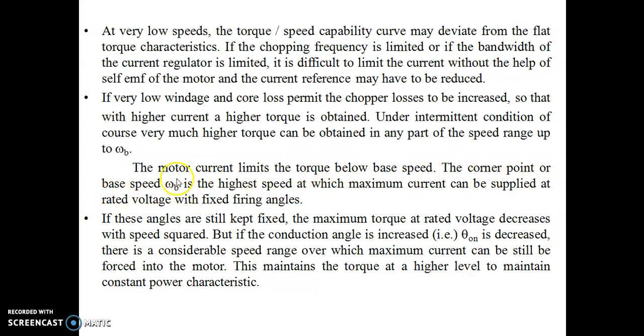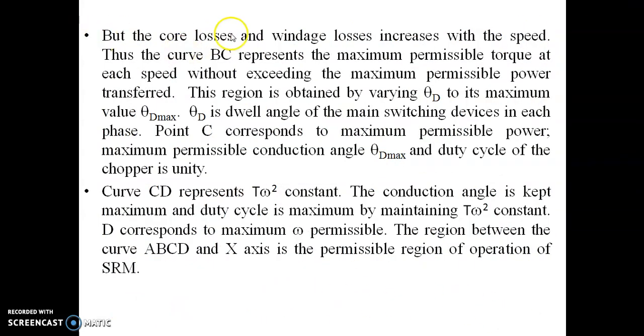The corner point or the base speed omega b is the highest speed at which the maximum current can be supplied at the rated voltage with fixed firing angles. If these angles are kept fixed, the maximum torque at the rated voltage decreases with the speed squared, that is T omega squared. But if the conduction angle is increased, that is theta on is decreased, there is a considerable speed range over which the maximum current can still be forced into the motor. So this maintains the torque at a higher level to maintain constant power characteristics. But the core losses and the winding losses increase with the speed. Thus the curve BC represents the maximum permissible torque at each speed without exceeding the maximum permissible power transfer.